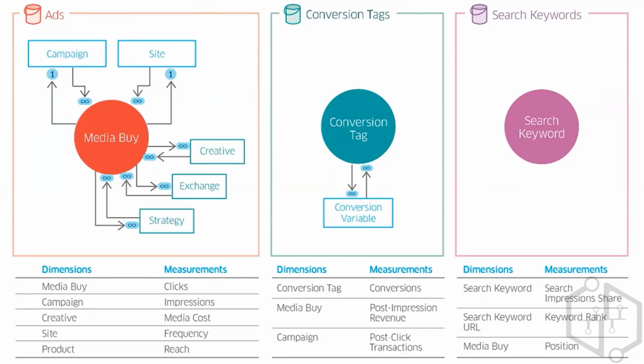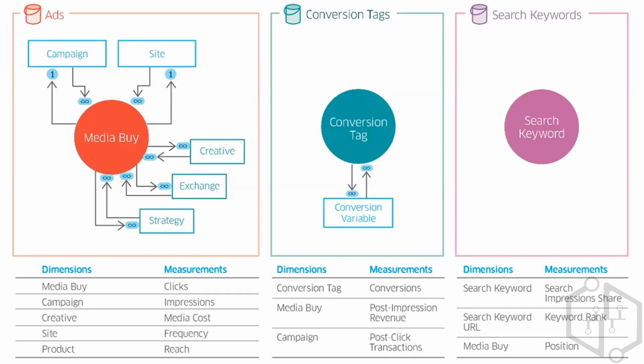Yeah, so for conversions we have conversion tags, media buy, campaign, and in measurements we have the conversions, post impression revenue, post click transactions. For search keywords, we have the search keyword, the URL and placements. So, do you see any common factor in these three dimensions and measurements? Media buy. Media buy, correct.